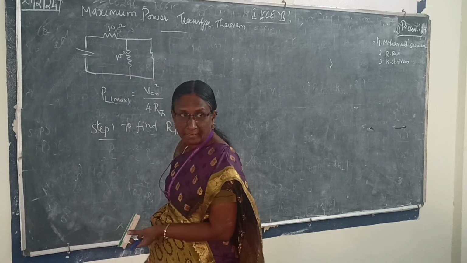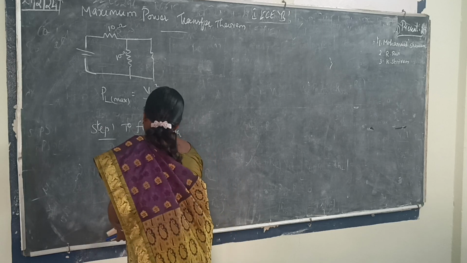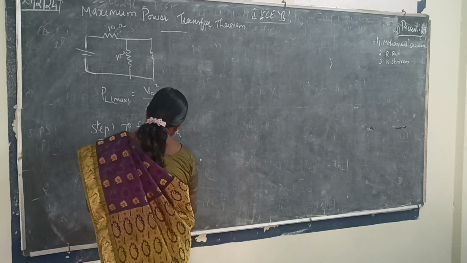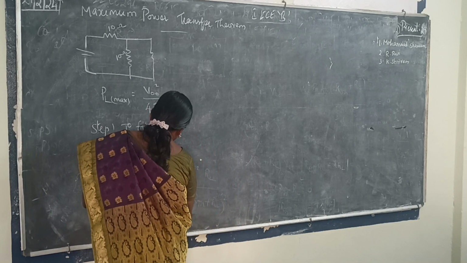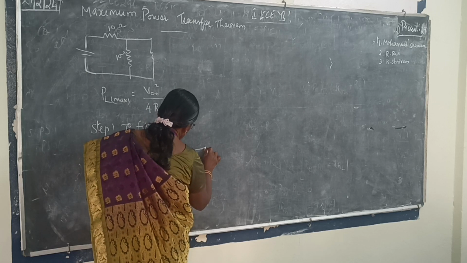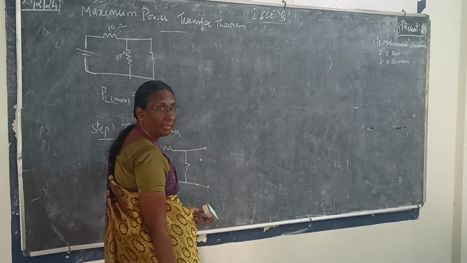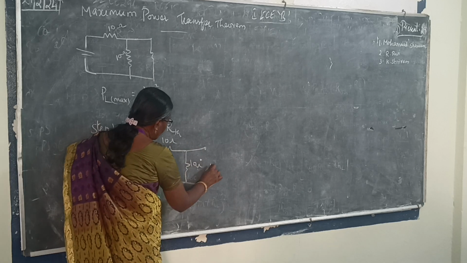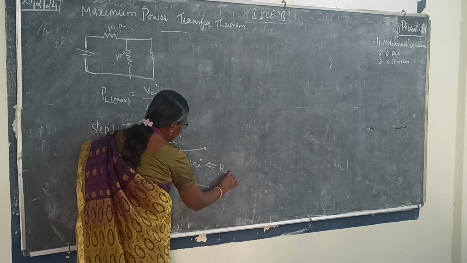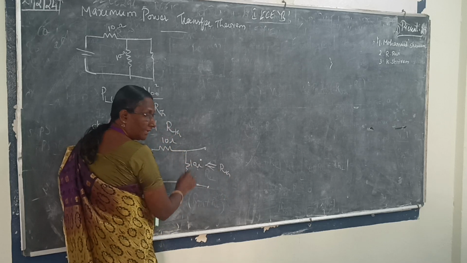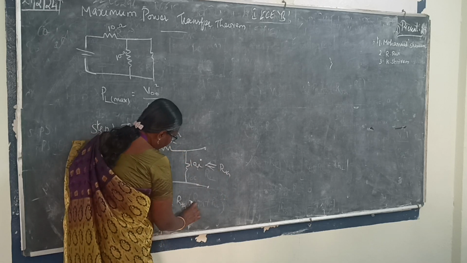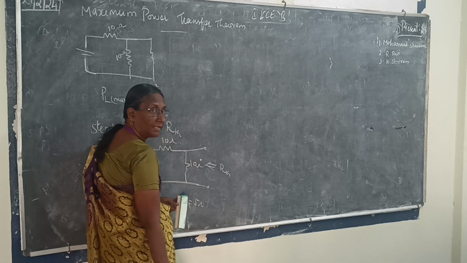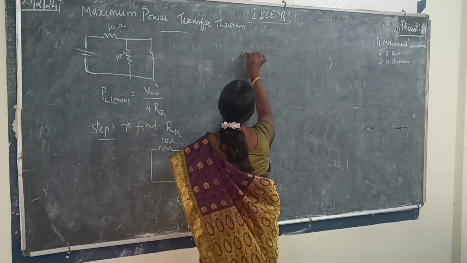Then to find RTH, short circuit the voltage source and remove the load resistance. Draw the other components as they are. Then 10 ohm, viewed from here, solved from the opposite side. Then RTH is equal to 5 ohms, isn't it? Then to find VOC.